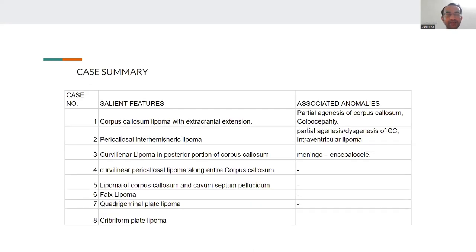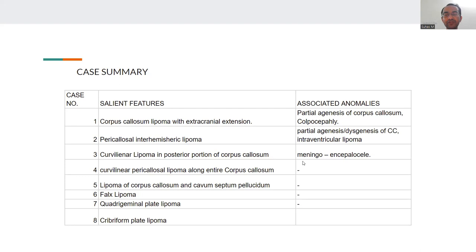To summarize the findings, our first case had a corpus callosal lipoma with extracranial extension. It was associated with partial agenesis of the corpus callosum and colpocephaly. A second case had pericallosal interhemispheric lipoma, and it also showed partial agenesis of the corpus callosum along with intraventricular extension of the lipoma. A third case had curvilinear lipoma in the posterior portion of the corpus callosum.